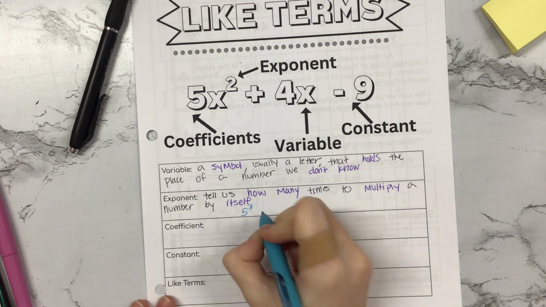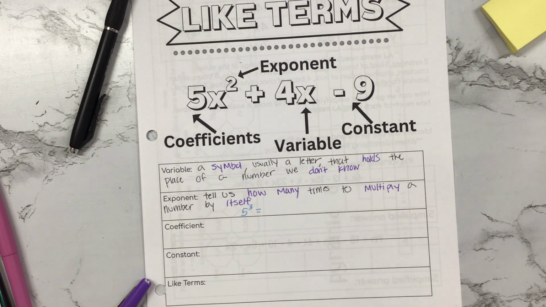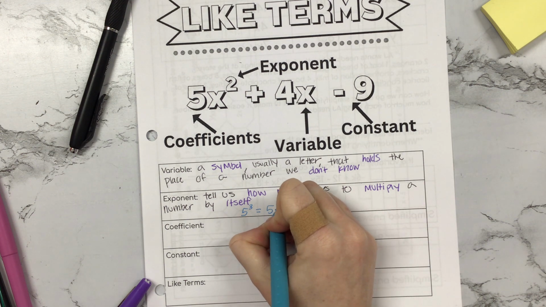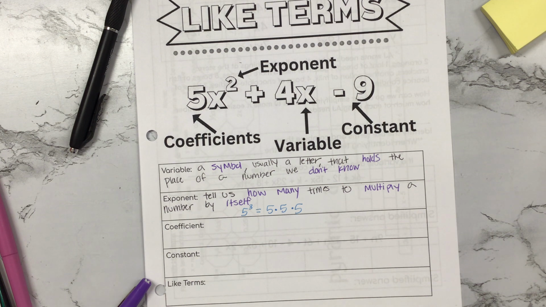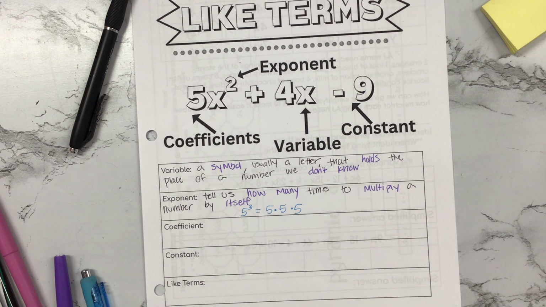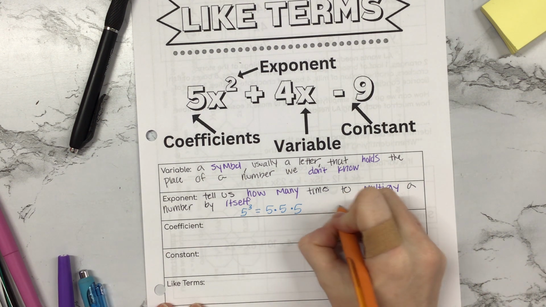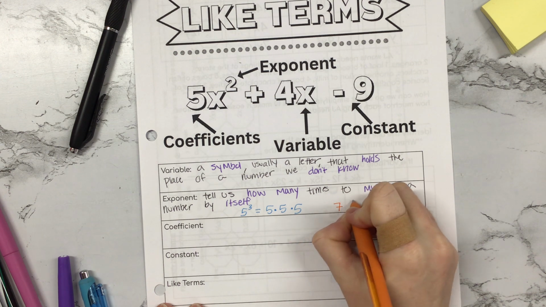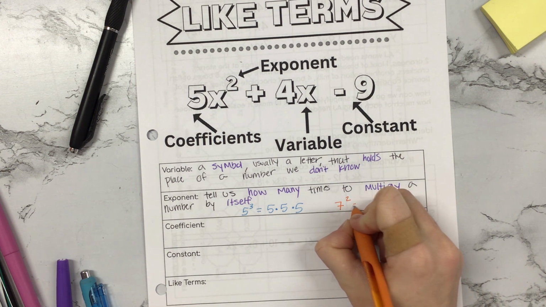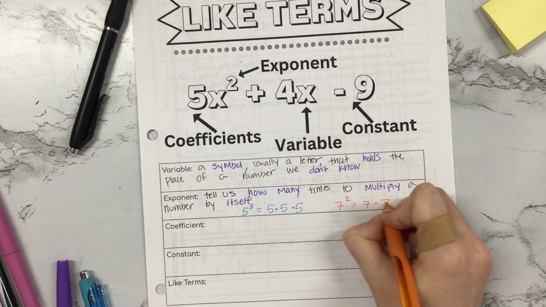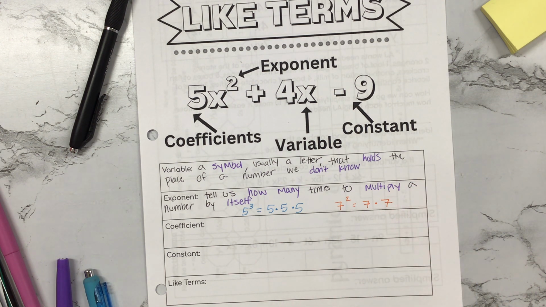So an example would be 5 to the power of 3 means I'm going to take 5 times itself 3 times. So 5 times 5 times 5 is what 5 to the power of 3 means. 7 squared, or 7 to the exponent of 2, means 7 times 7. So times itself just 2 times.